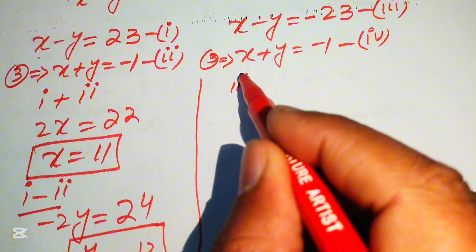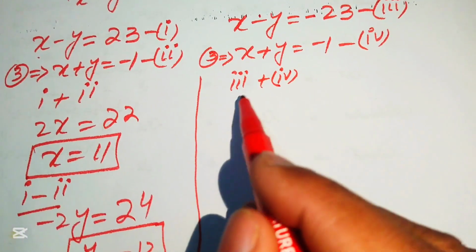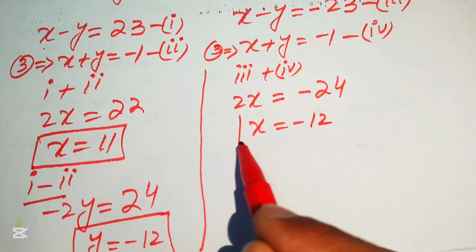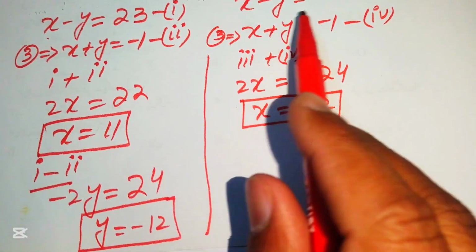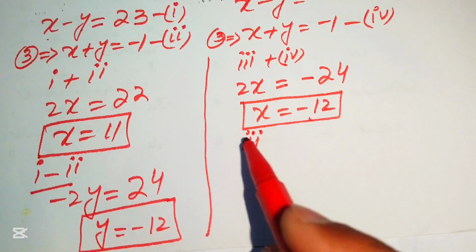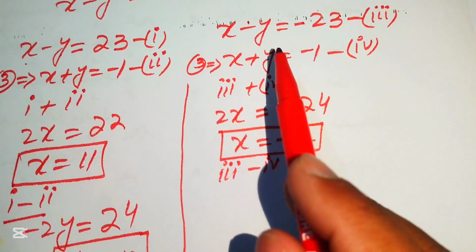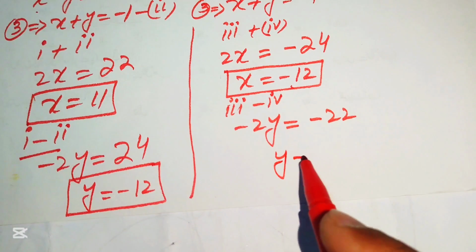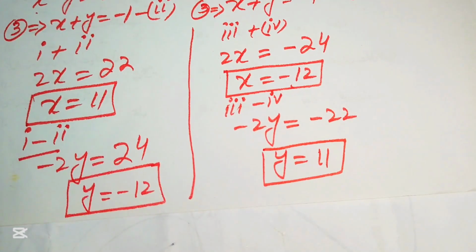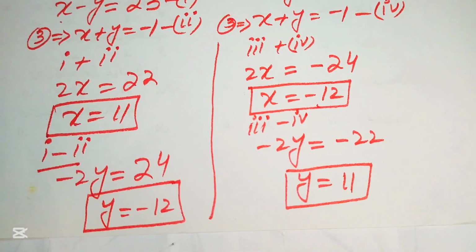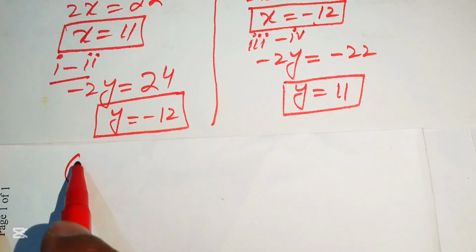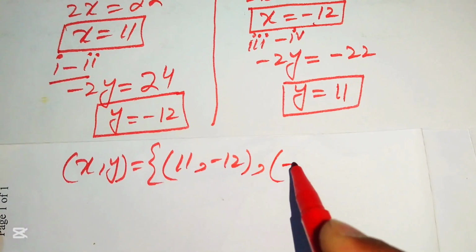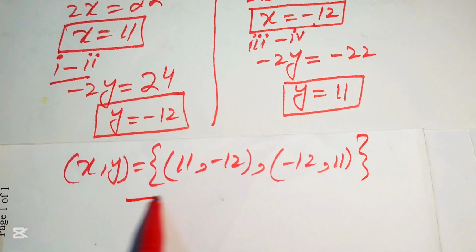Similarly, now we can add equation number 3 and equation number 4. When you add these two equations, you get 2x = -24, and x equals -12. Similarly, you can subtract equation number 3 and 4, and when you subtract these two equations, you obtain -2y = -22, so you get y = 11. Finally, the two solution sets of the given equation are (x, y) = (11, -12) and (-12, 11). These are the two solution sets of the given equation.